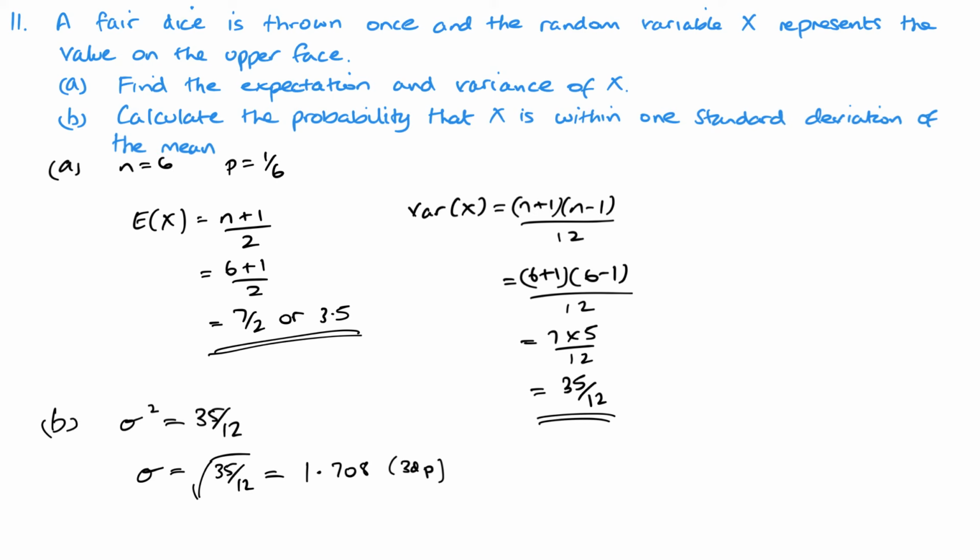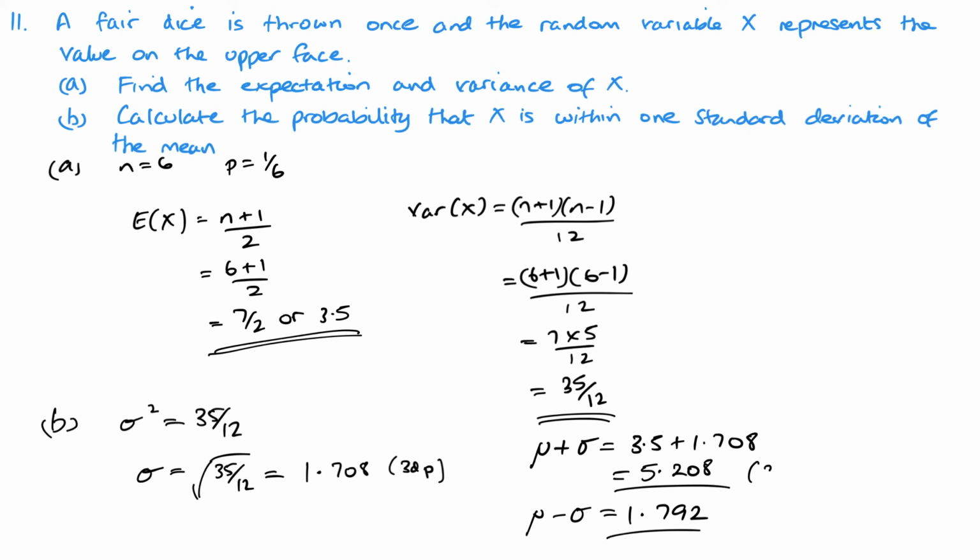Okay? So mean plus 1 standard deviation is 3.5 plus my 1.708, and that will give me 5.208. And then the mean minus 1 standard deviation is 1.792. Now both of these are to 3 decimal places, although on a question like this, 1 decimal place or 2 decimal places doesn't really matter because it's discrete data, so I'm going to have to round my values off.